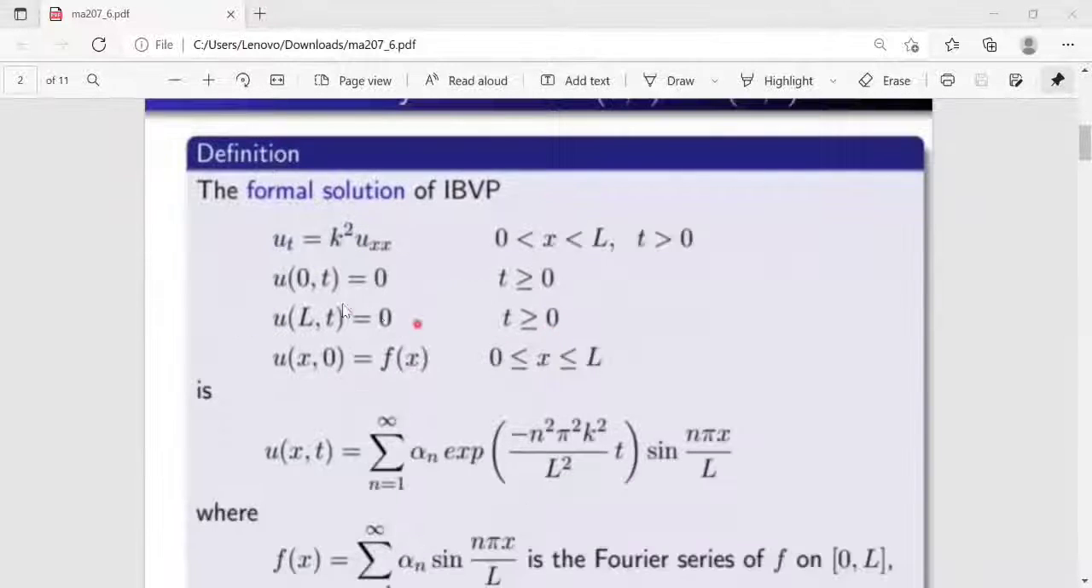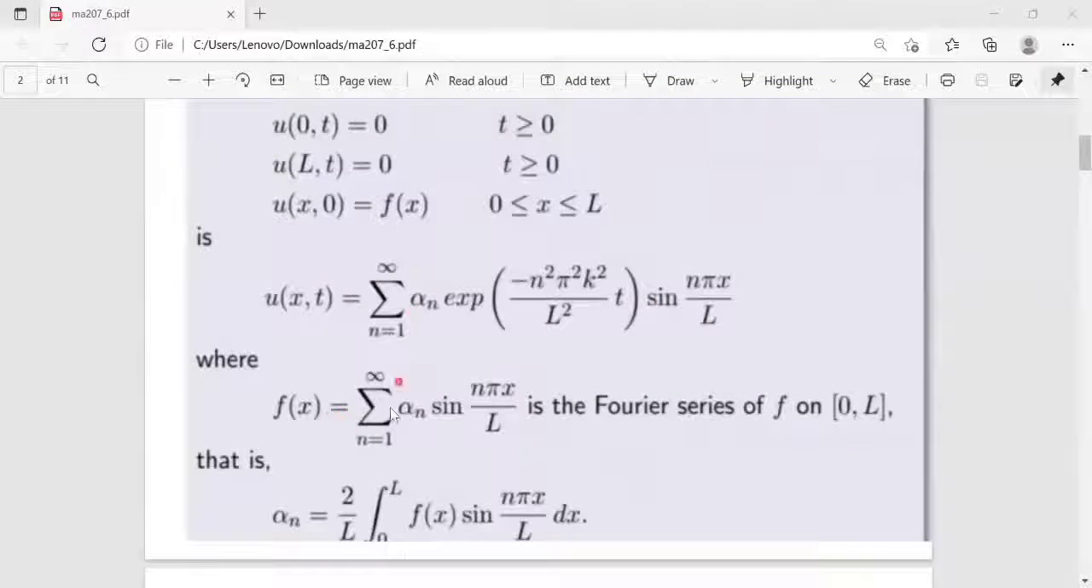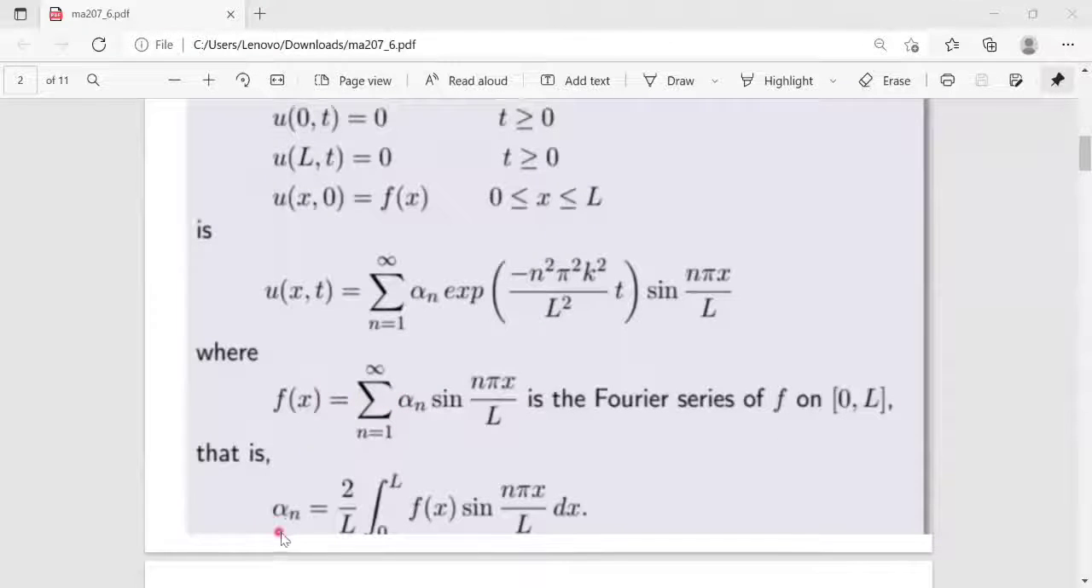Let's see the boundary conditions. At x equal to 0, for all values of t, it is 0. For x equal to l, for all values of t, it is also 0. And if we substitute t equal to 0, we get f of x. The formal solution for this differential equation is u of x comma t equal to the sum of alpha n times an exponential function in t and a sine function in x, where alpha n are the Fourier series coefficients of f of x. We can find alpha n from this.